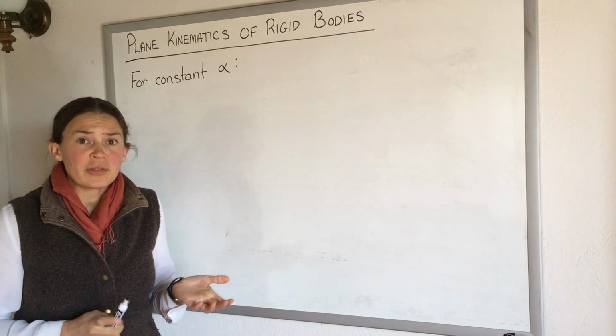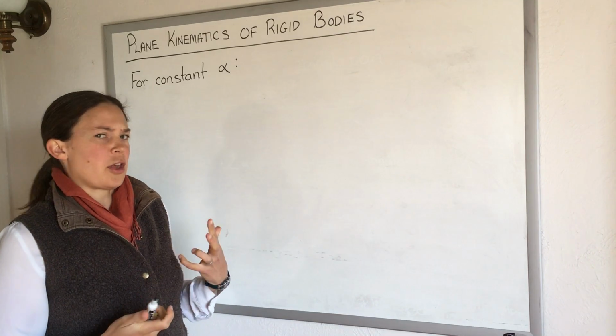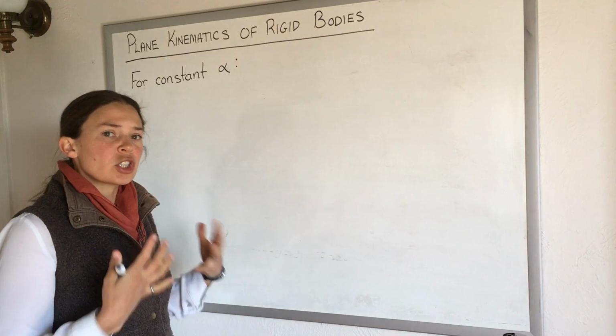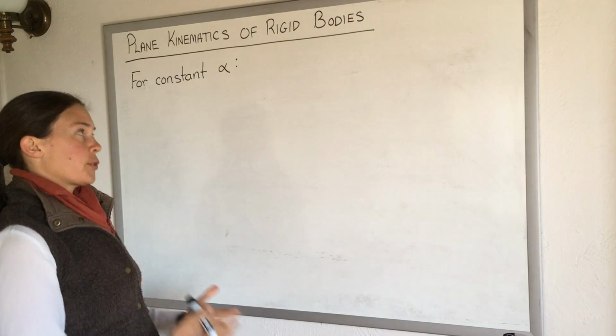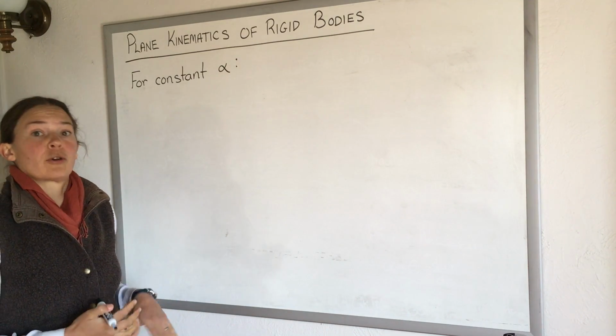You might recall the definition of kinematics. It's all about where things move and not so much how or why they're moving. So we're just looking at what the motion itself looks like. And I want to talk about some kinematics equations for rotation.